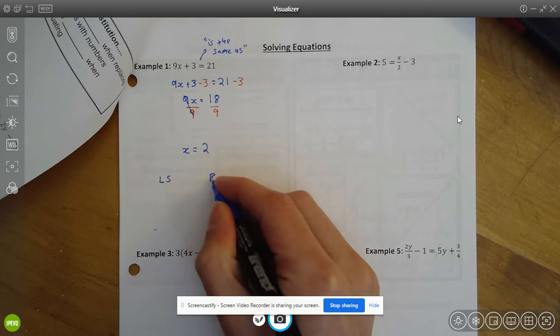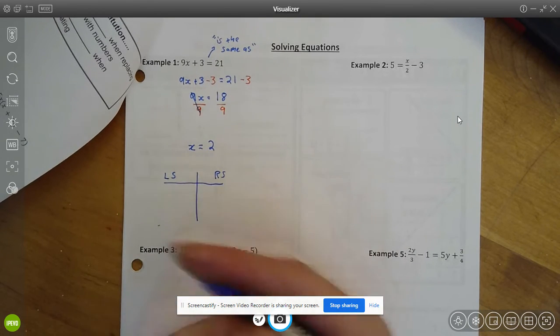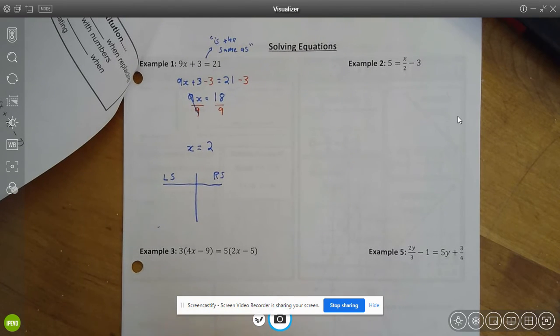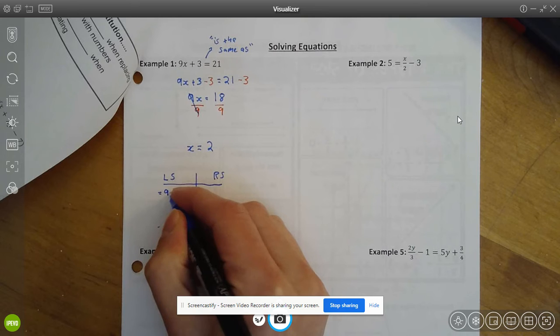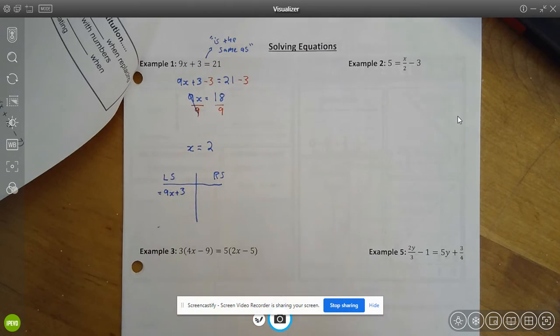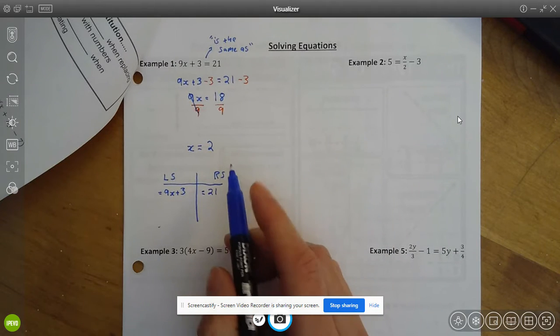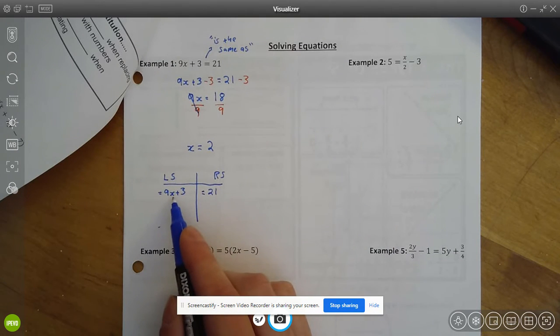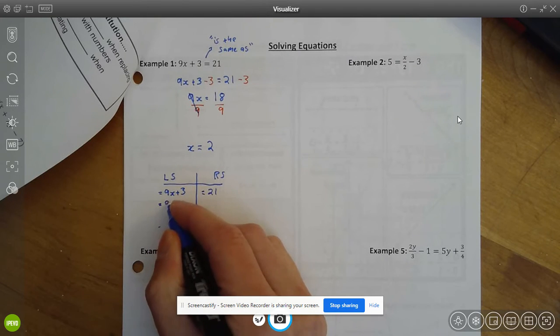One other thing I'm going to talk about is that we can always check our answers with what's called a left side, right side check. I want to know, am I right? Is x equals 2? The great thing about algebra is we can always know if we're right before moving on. If I look at my original equation, my left side was 9x plus 3, and my right side was 21. I think x was 2, so I'm going to substitute 2 in every time I see an x.